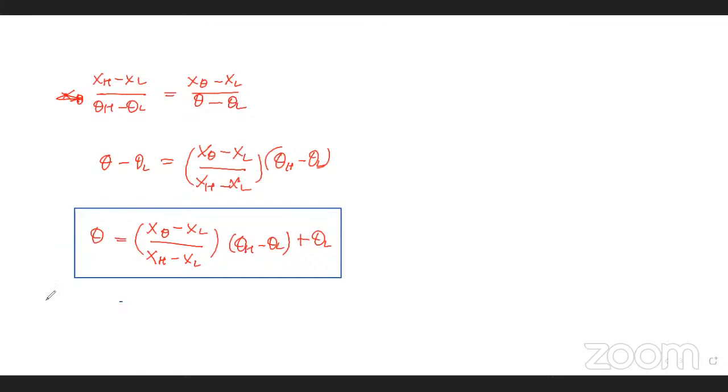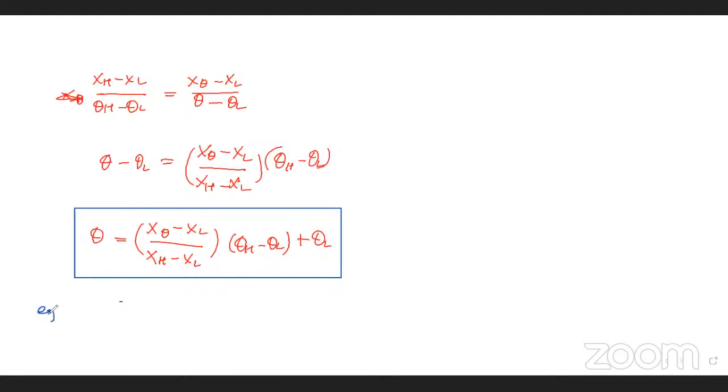I think you got this equation. Now, for different thermometric scales, the temperature scales, we can use this equation differently. That's Celsius, Kelvin, and Fahrenheit. The different temperature scales have different fixed points. This is called the thermometric equation, the equation for any thermometer.